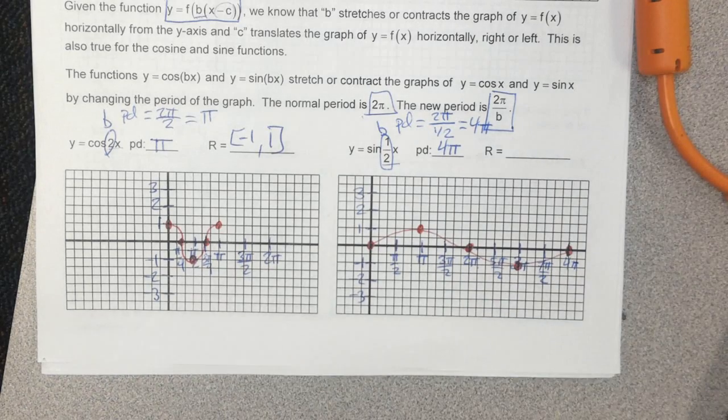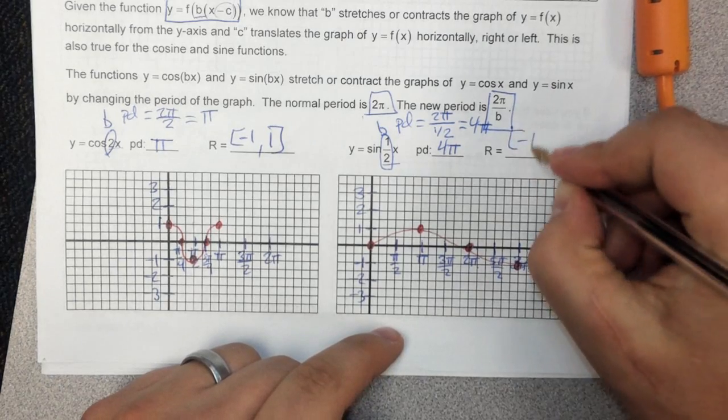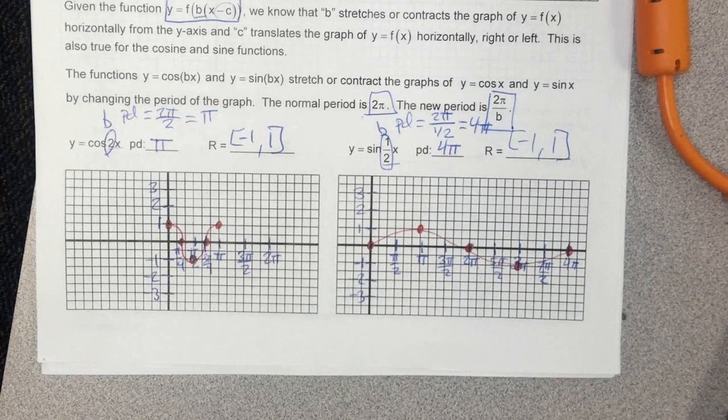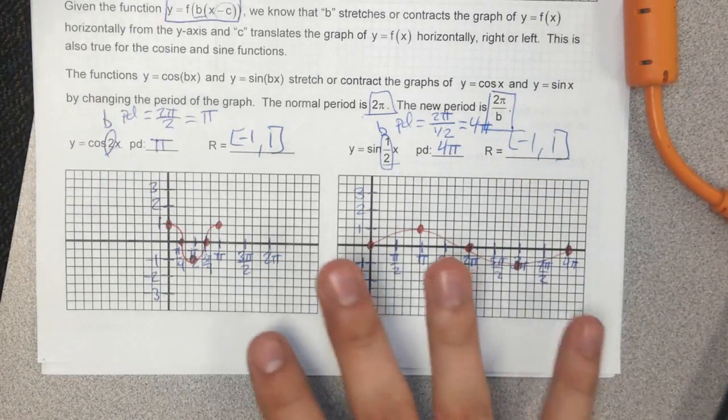Our range, again, is the same thing. We didn't do anything to the amplitude. It still only goes from -1 to 1. So it's going to be -1 to 1, just like that. Now, let's see what happens when we have a really weird B. So we got some interesting things that happen there.